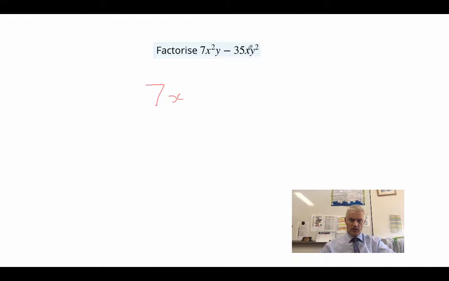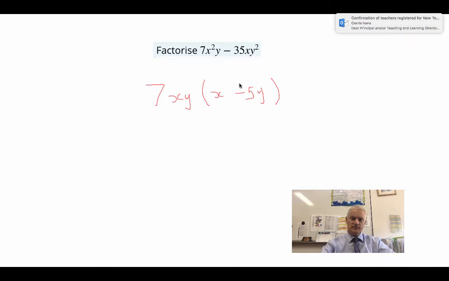Let's go to the y's. We've got a y there and we've got a y squared, so y is the highest one we've got. So 7xy is our common factor. Create the bracket. Now let's divide each term by our common factor. 7x squared y divided by 7xy just leaves us with an x, and the minus 35xy squared will give us a minus 5 because it's negative 35 divided by 7. The x goes and y squared divided by y leaves one y there. So I've gone off the page here. Y. So that's factorized. Alright, so those are some basic ones to get you started.